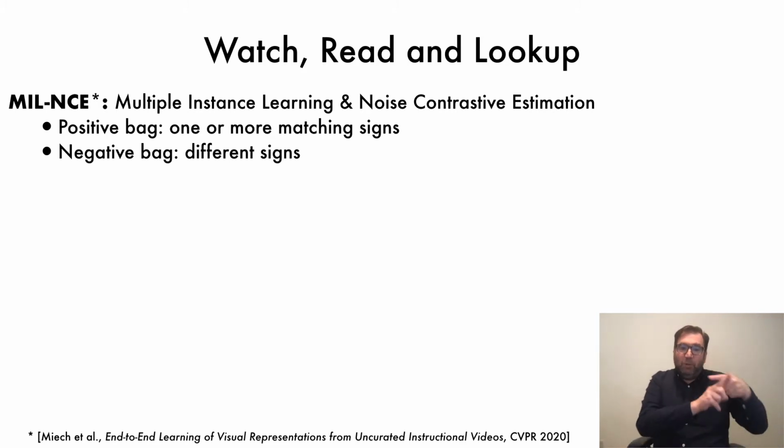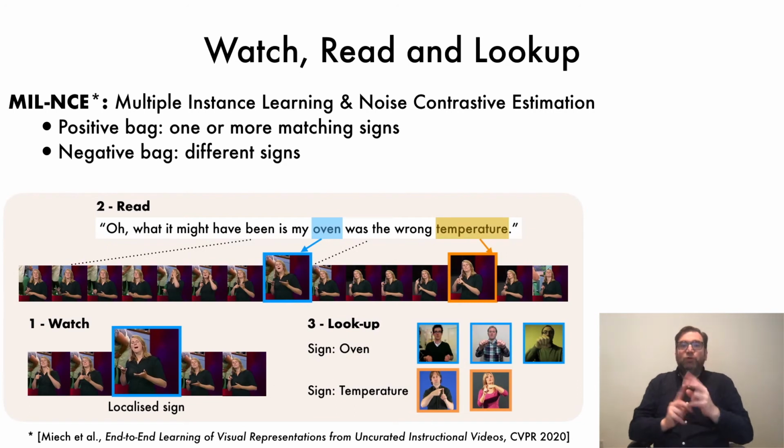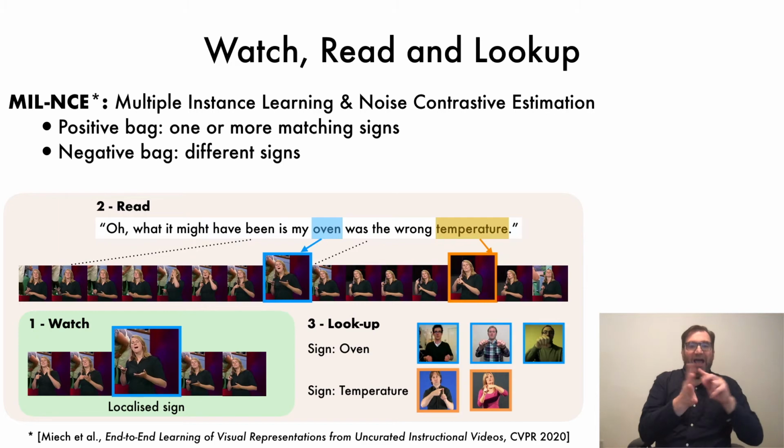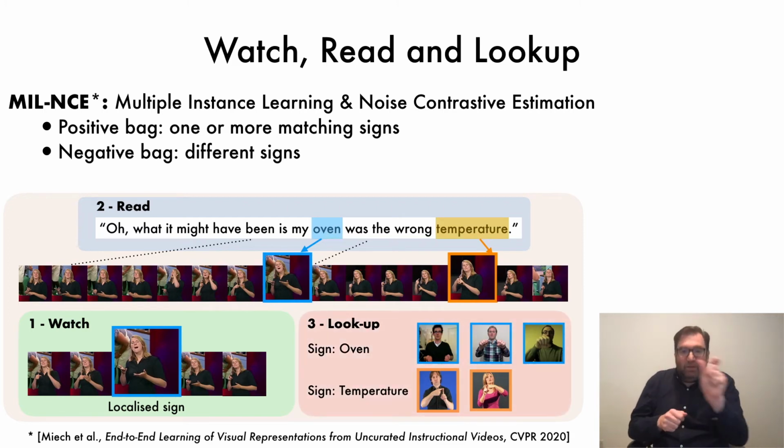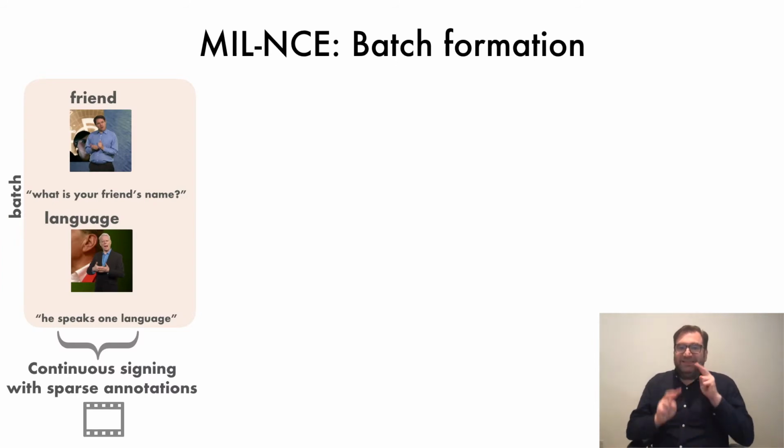To form such positive and negative bags, we propose the watch, read, and lookup framework, where we make use of three sources of supervision: watching sign language and learning from existing sparse annotations, reading associated subtitles, which provide additional weak supervision, from which we can extract candidates for signs that we expect to be present, and finally looking up words in visual sign language dictionaries. Now let's look into how this framework is applied in practice by looking at a batch of size 2.